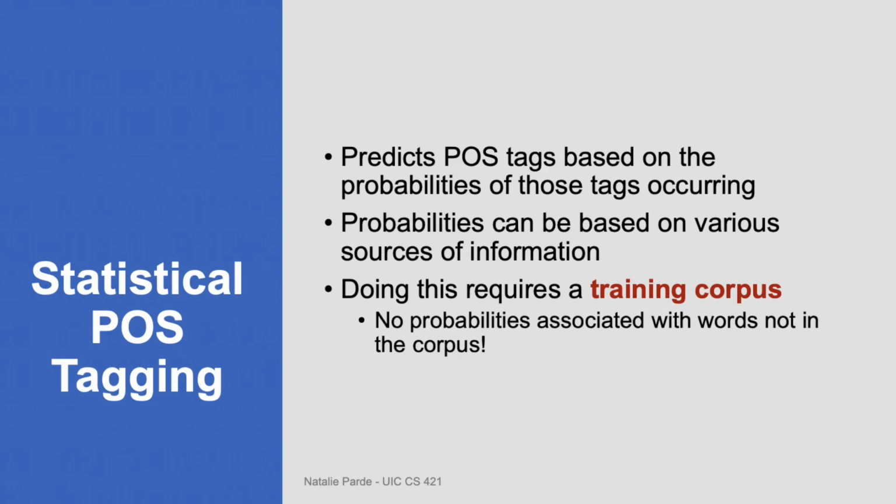Statistical part-of-speech taggers predict part-of-speech tags based on their probabilities of occurrence, and these probabilities are learned from training corpora. For example, you might take all of Wikipedia, have someone manually assign part-of-speech labels to every single token, and then learn to predict part-of-speech tags for new text samples based on the tag distributions in the training corpus.